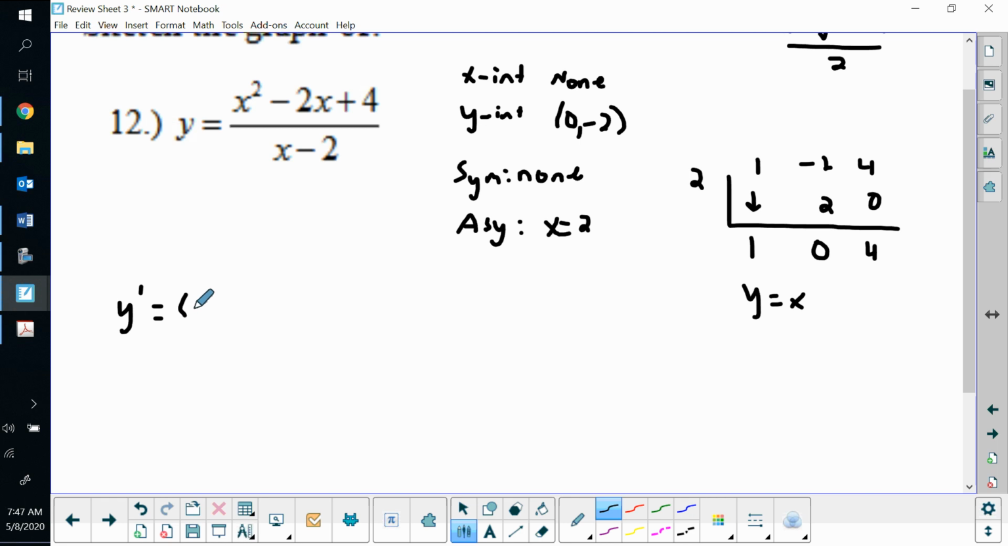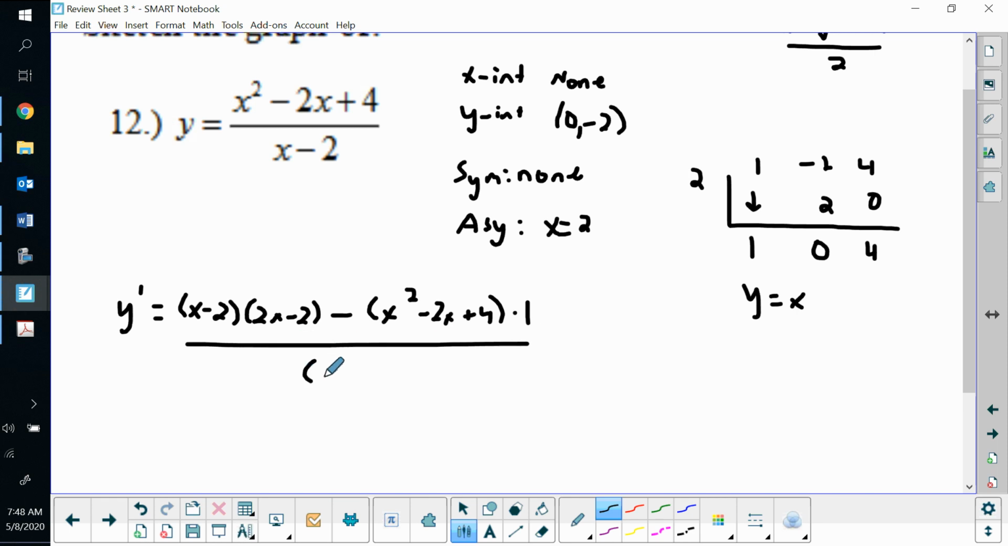So we've got to do a quotient rule. Low, d high, minus high, d low, all over low, low.